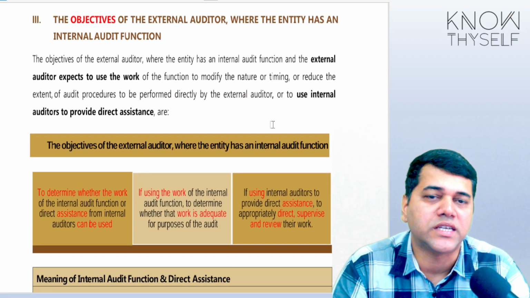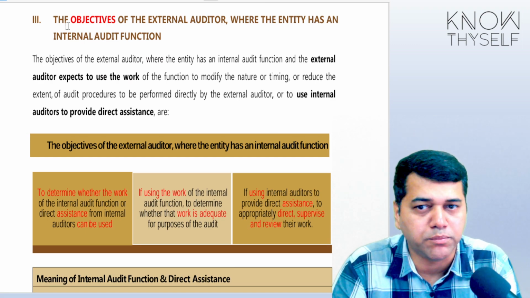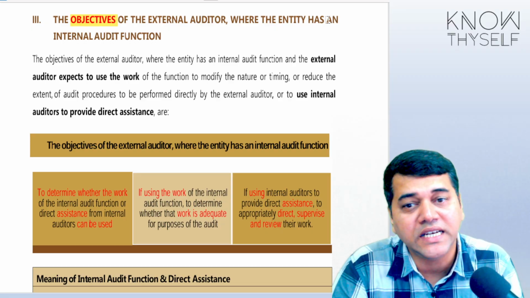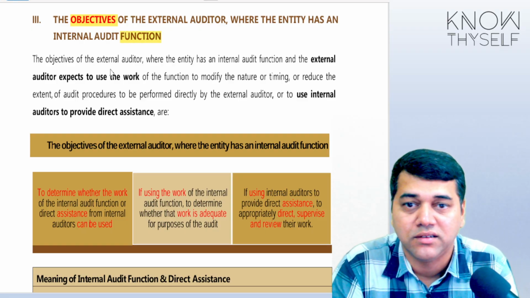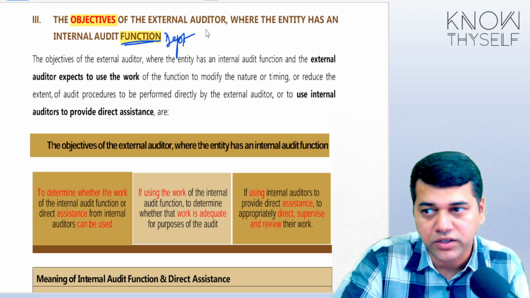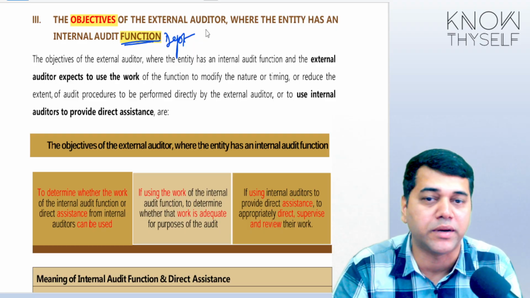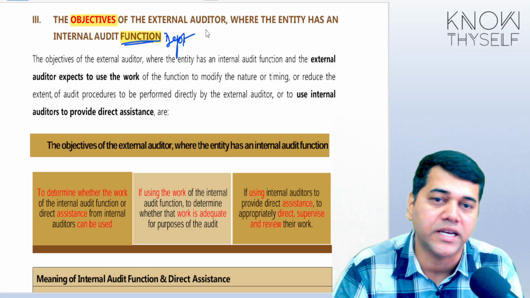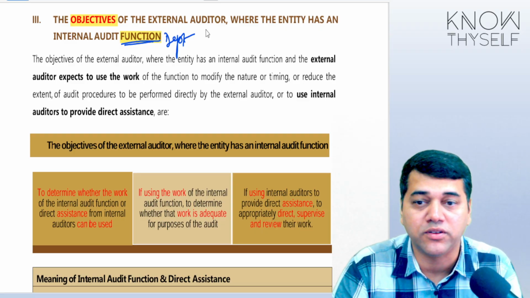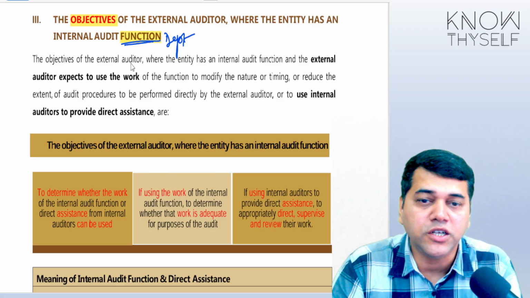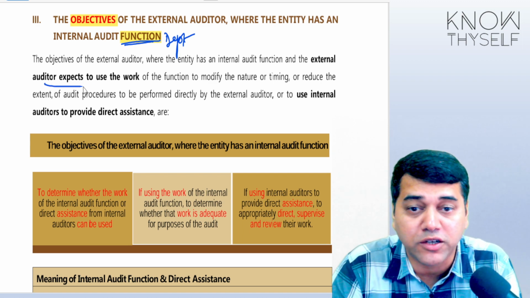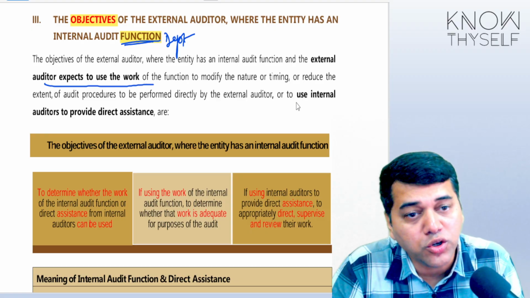Now, what is the objective of the external auditor? This is very important for us because every standard starts with an objective. Where an entity has an internal audit function, meaning a department, you go to a client's location and see that the organization has an internal audit department, just like finance department, production department, marketing department. Now, when you see that, what is your objective? What is your responsibility? The objectives of the external auditor apply where an internal audit function exists and you expect to use their work or their people.